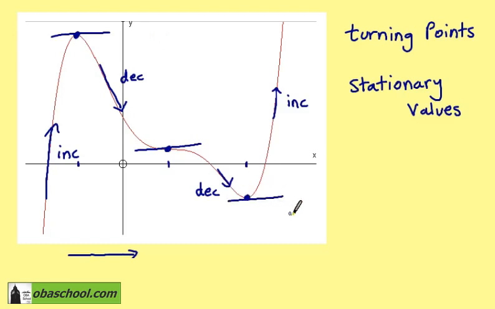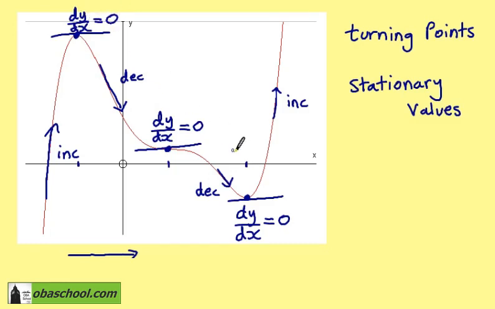We know that horizontal lines have a gradient of 0, and since dy dx is the gradient function for the curve, it follows that dy dx is equal to 0 at each of these turning points. Locating turning points on a curve is very important, and we can find the position of turning points on our curve by setting the gradient function dy dx equal to 0 and then solving.